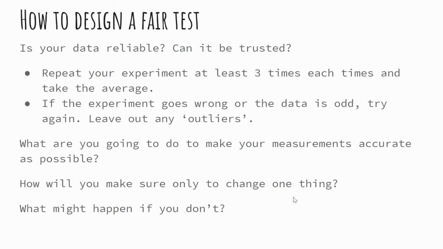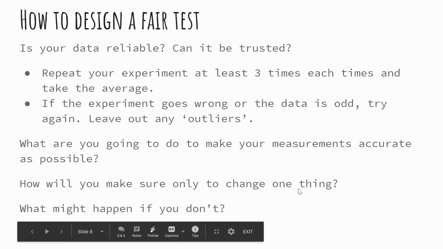So how do you design a fair test? Is your data reliable? Can it be trusted? So you need to repeat your experiment at least 3 times and take the average. If the experiment goes wrong or the data is odd, you would leave out these pieces of data which are called outliers. What are you going to do to make your measurements accurate as possible? How will you make sure only to change one thing? What might happen if you don't do this and more than one thing changes?